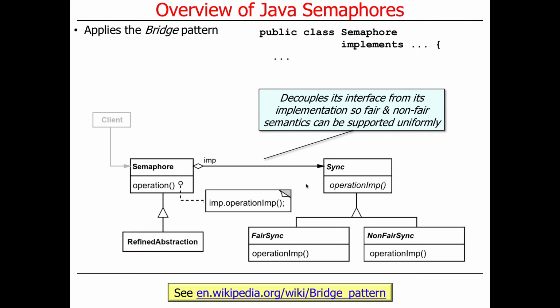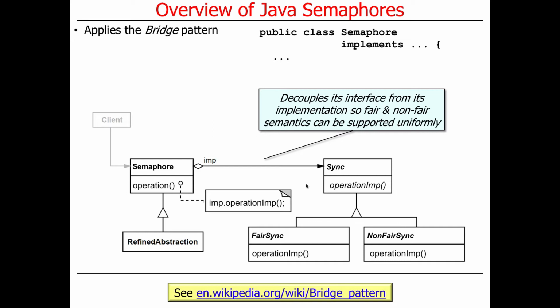Under the hood, and this is actually kind of cool from a design point of view, and hopefully this will also bring together some of the things from your CS 251 class to what we're talking about here, the implementation of semaphores uses the bridge pattern. Now, you may or may not remember much about the bridge pattern. It's a very interesting structural pattern from the Gang of Four book. And basically what it does is it decouples a class's interface from its implementation or implementations. And in the general pattern, it's because you want to be able to vary the implementation without changing the interface.